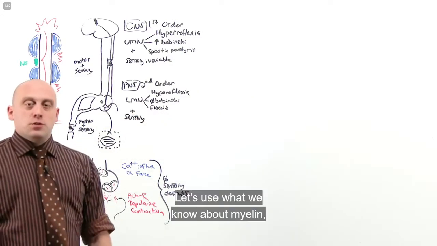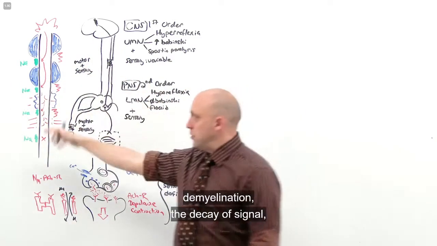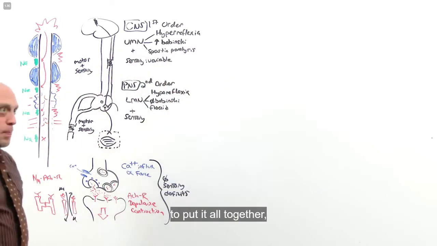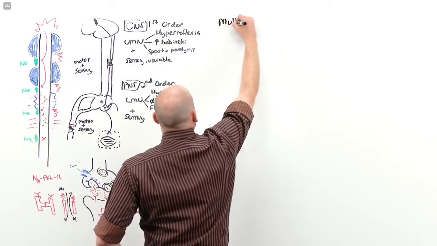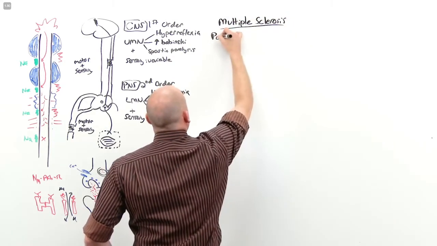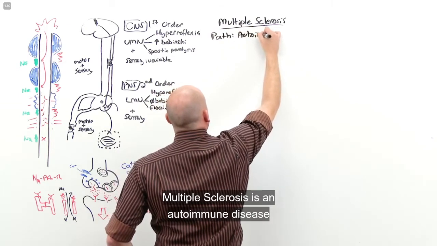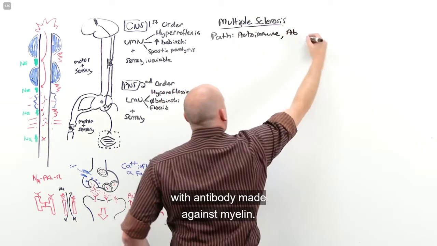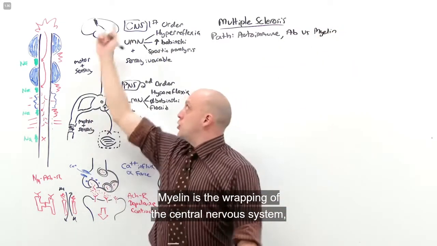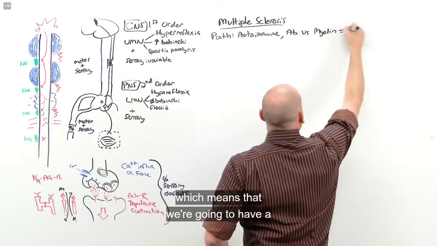Okay, let's use what we know about myelin, demyelination, decay of signal, nodes of Ranvier, structure of the central nervous system and the neuromuscular junction to put it all together. Let's first talk about multiple sclerosis. Multiple sclerosis is an autoimmune disease with antibodies made against myelin. Myelin is the wrapping of the central nervous system, which means that we're going to have disorder of the CNS.